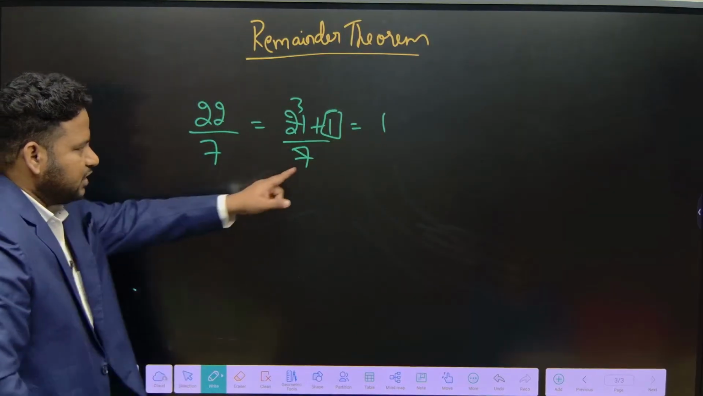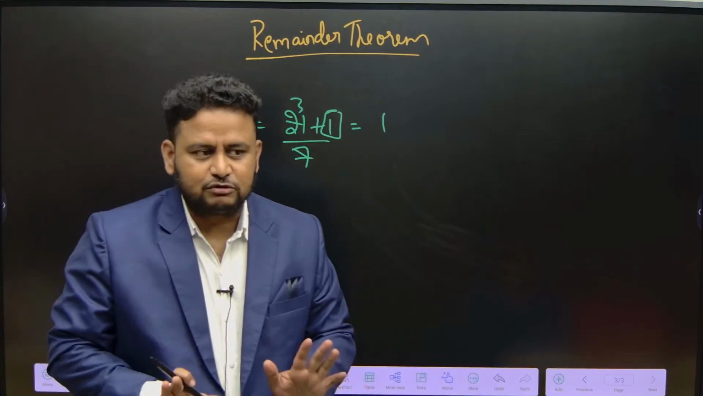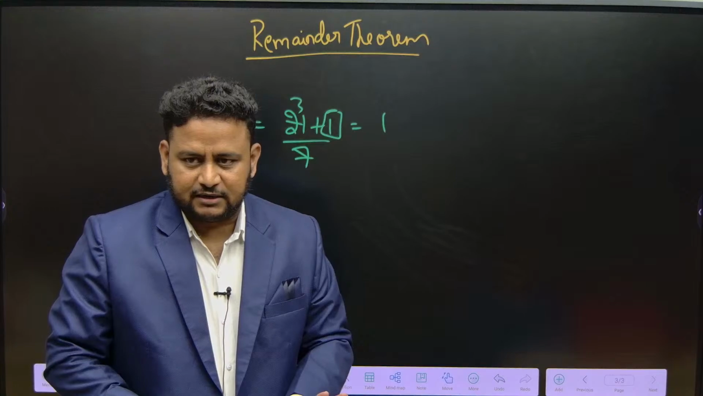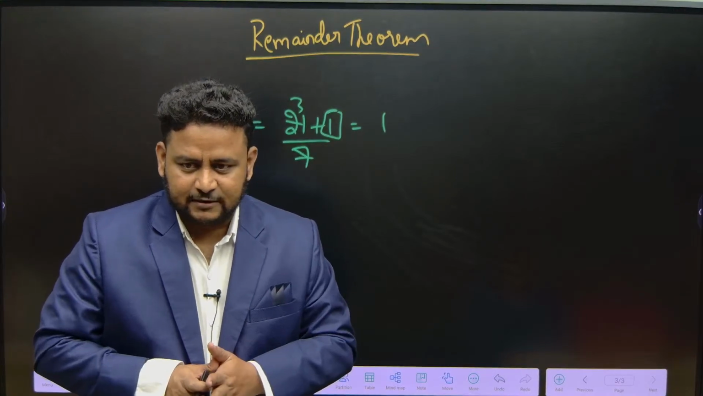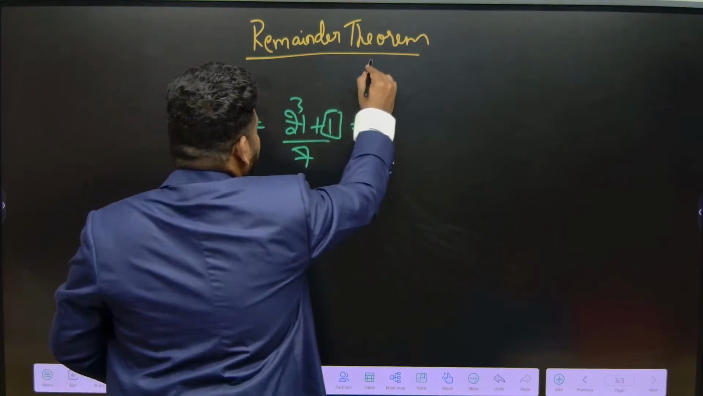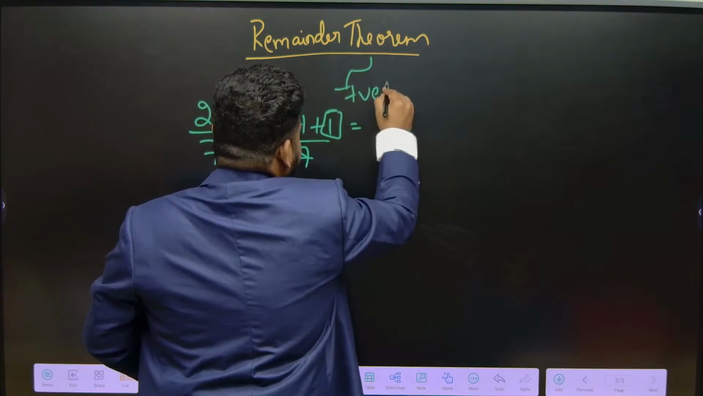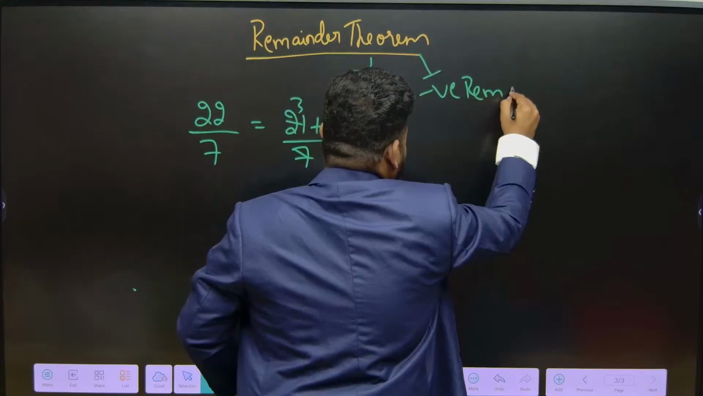This is called a positive remainder. Till now, whatever remainders you have been finding are called positive remainders. In the remainder theorem, we will learn 2 types of remainder. One which you already know, that is the positive remainder. Another one is the negative remainder. What is a negative remainder? I will tell you.